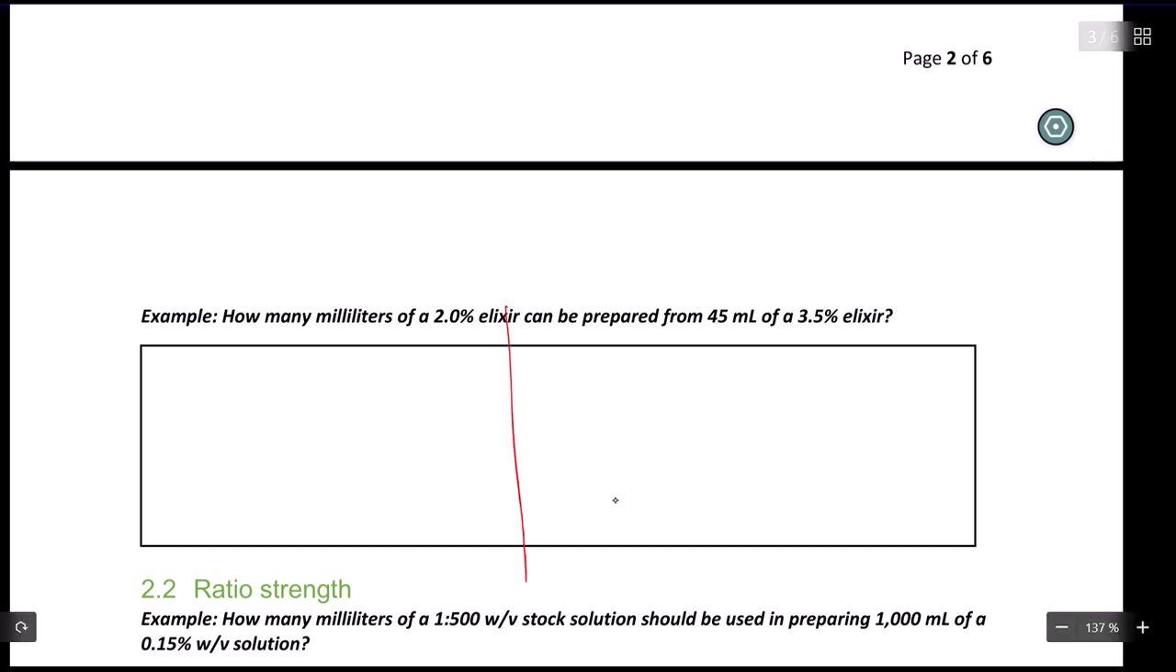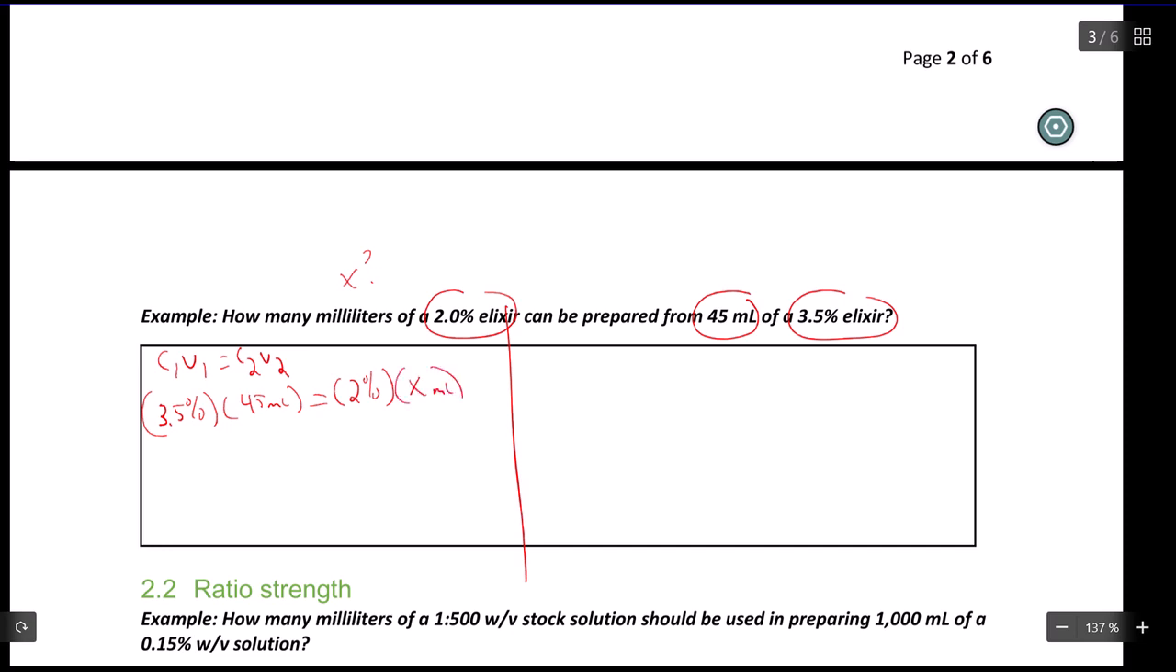If I did this with C1V1 equals C2V2, how do I know I can use that? Because I have a concentration, and I have a volume, and I have a concentration, and I have something I'm looking for, a volume in mLs. So let's take C1V1, the ones we know. Concentration 1 is 3.5%. The volume of that is 45 mLs. And this equals C2. Now we have a concentration of 2%, and we're looking for a volume this time, in mLs, X mLs.